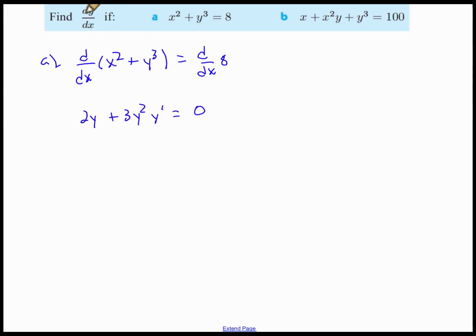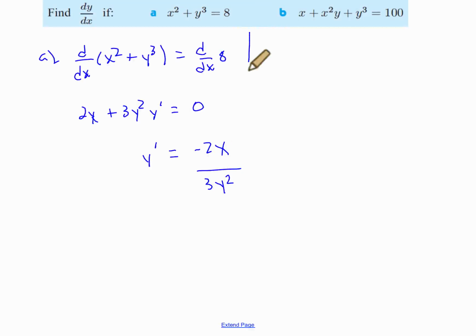And then to find dy dx, I'm solving for it, which I've written as y prime. That's fine. So y prime would equal negative 2x, sorry about that, I hope I said x. Negative 2x over 3y squared. And we're good. We can work with that.